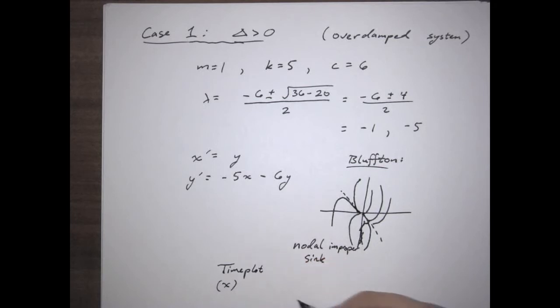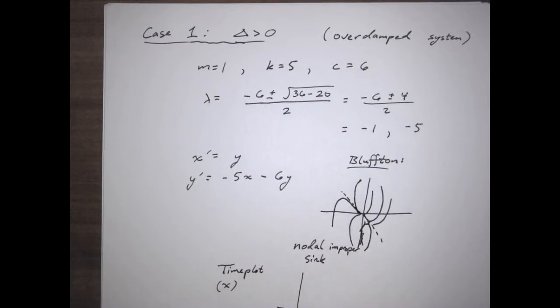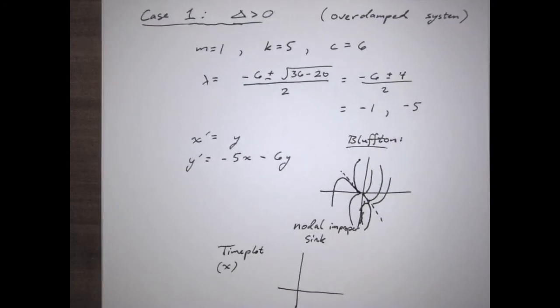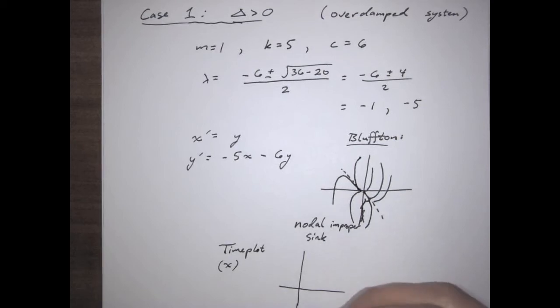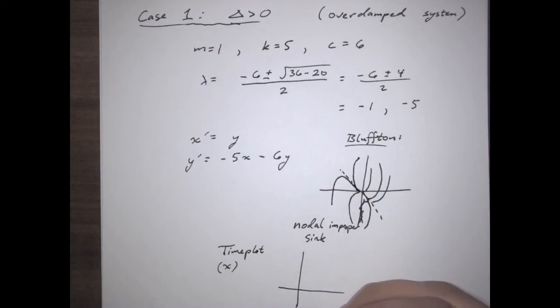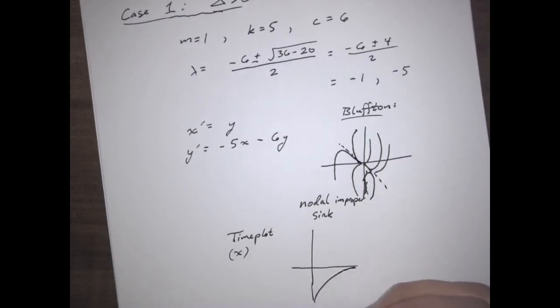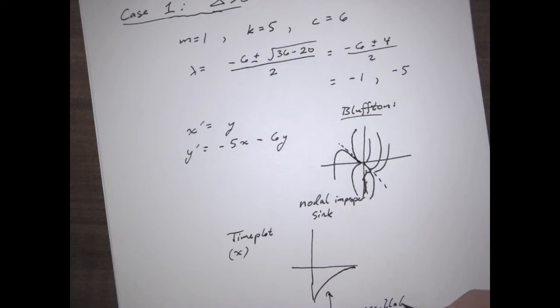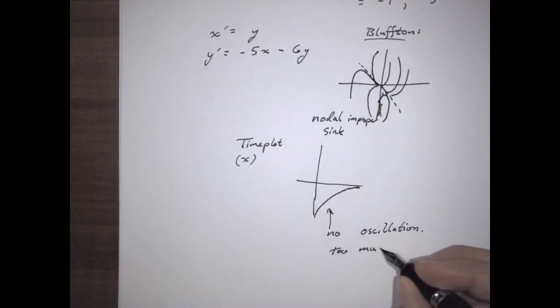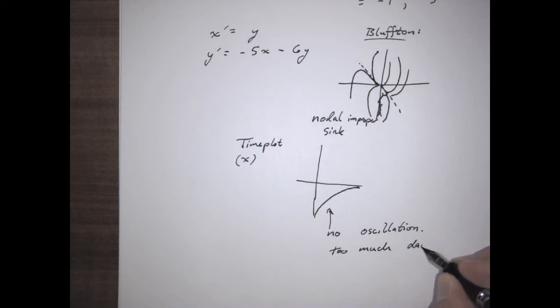And here we're only interested in the x. So this is for a specific initial condition. The time plot there was just basically going like this. So no oscillation. So it's too much. Too much damping.